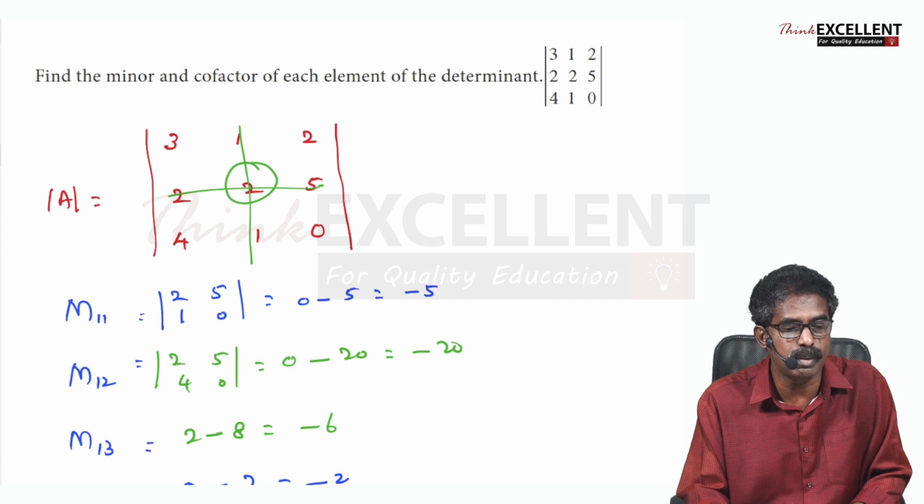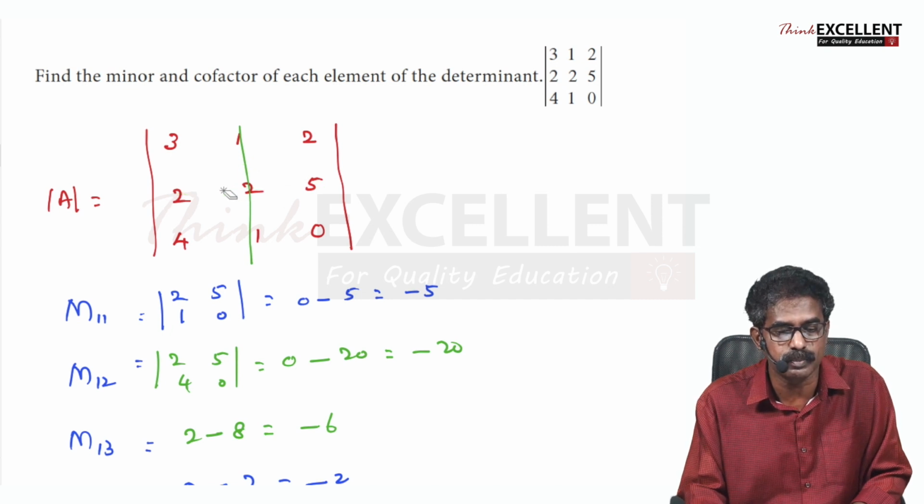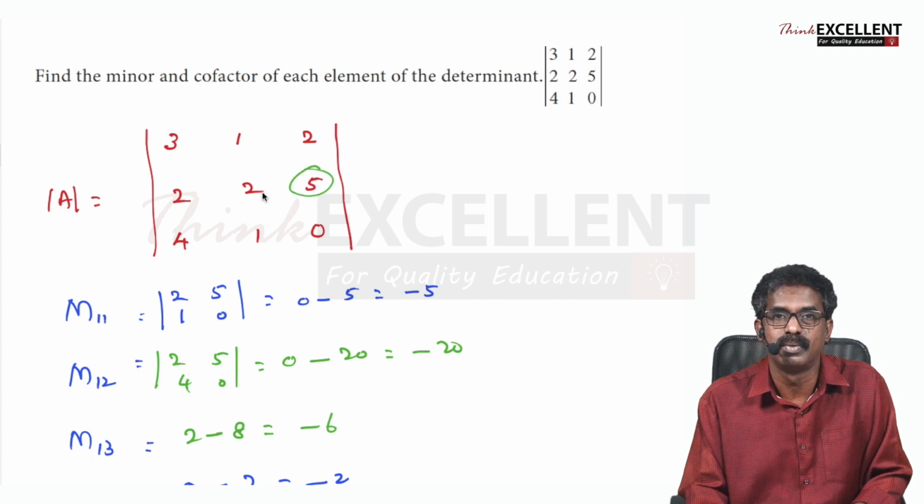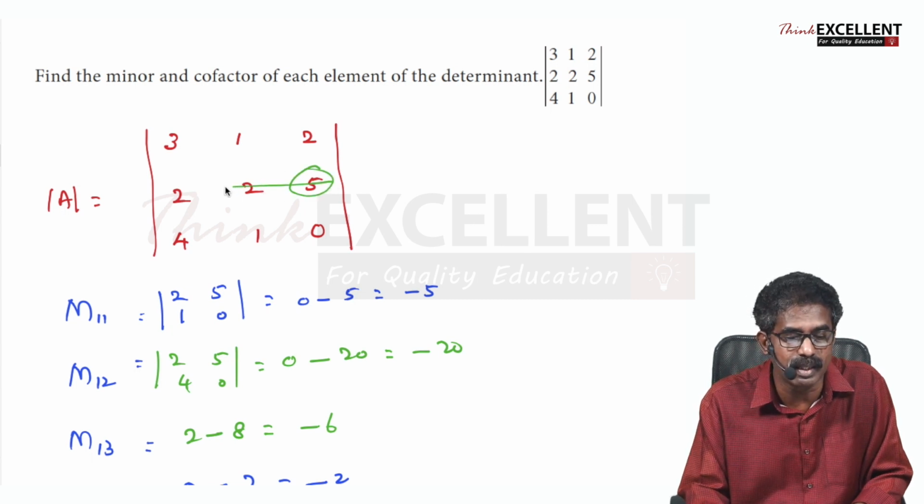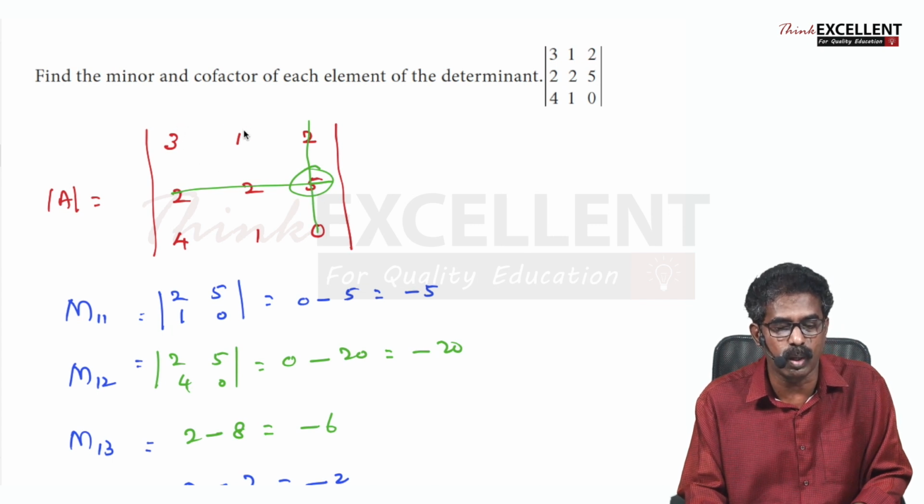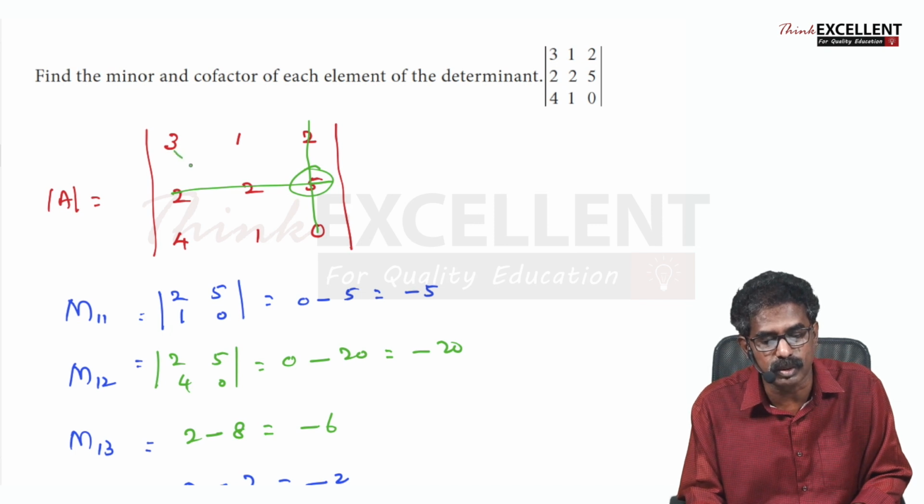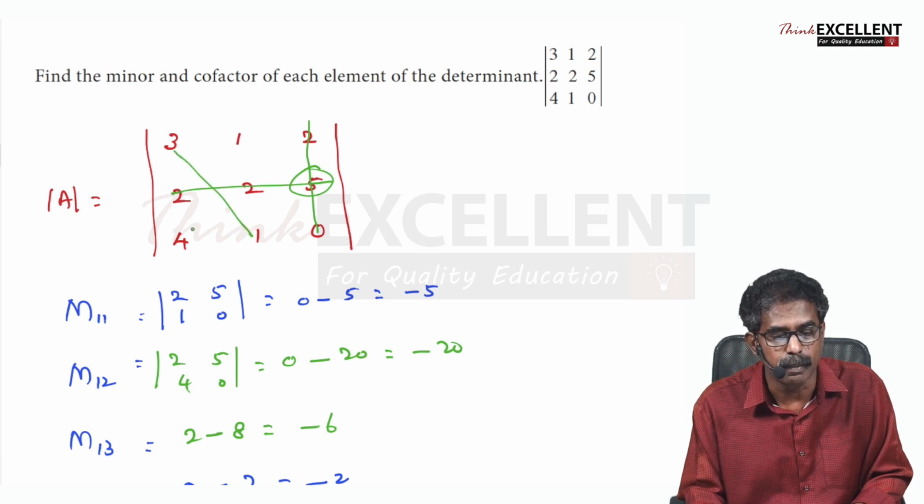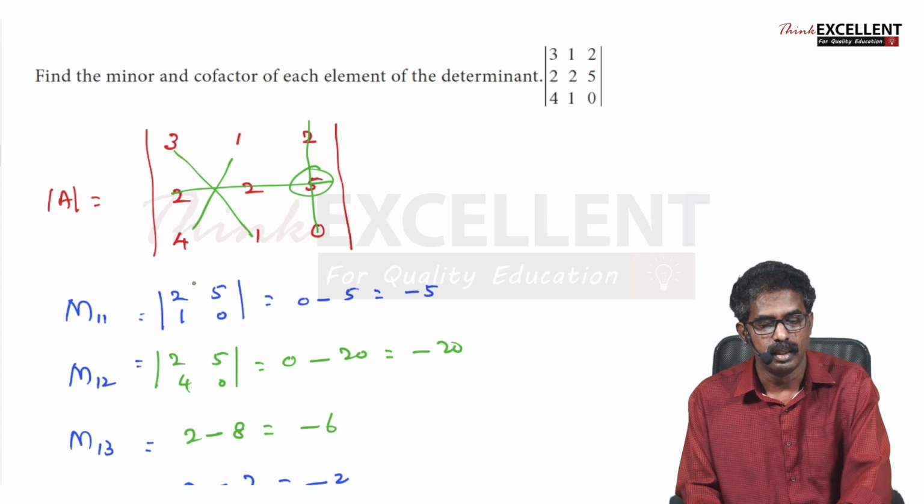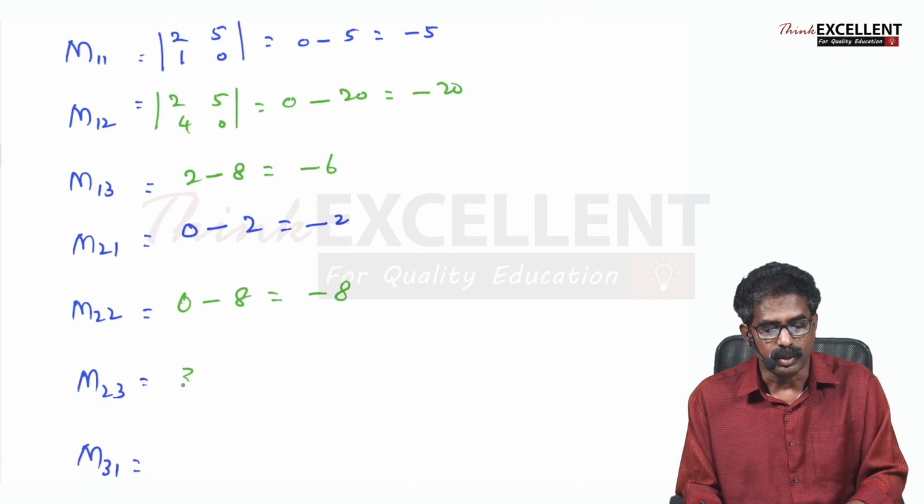Now 2, 3. 2, 3 means which number is there in 2, 3 position? This 5. How can you find the minor of this 5? Leave that row, leave that column. Can you find 4 numbers? 3, 1, 4, 1. Multiply 3 into 1, like this you multiply 3 into 1, 3 minus 4 into 1. So 3 minus 4, the answer is minus 1.